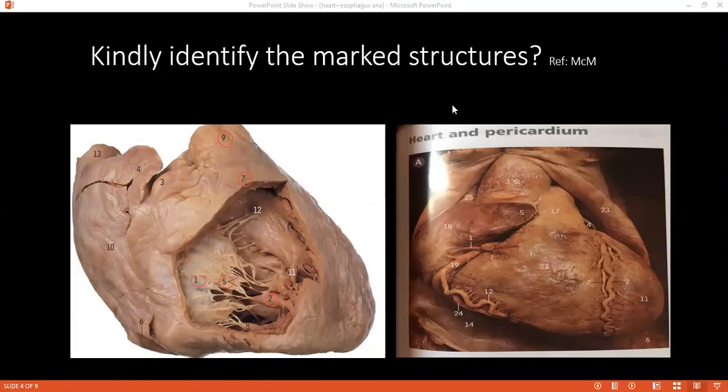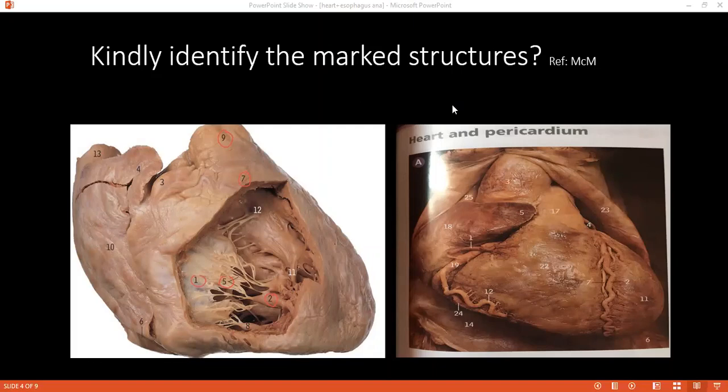SA node is supplied by sympathetic and parasympathetic fibres. Sympathetic is from the cardiac plexus, and parasympathetic is from vagus. What about the arterial supply of the SA node and the AV node? Which vessel supplies them? 60% of the time SA node is supplied by a branch of right coronary artery, and 80% of the times AV node is supplied by a branch of right coronary artery. In the remaining 40% and 20% of patients, they are supplied by left coronary artery.